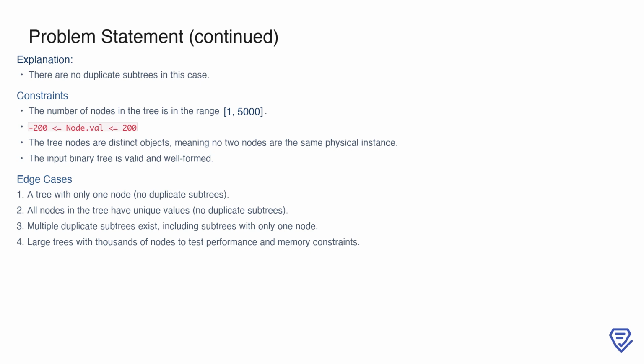Finally, in the third example, the binary tree consists of only one node with the value 0. In this case, there are no duplicate subtrees because a single node does not repeat within the tree. Therefore, the output is an empty list.